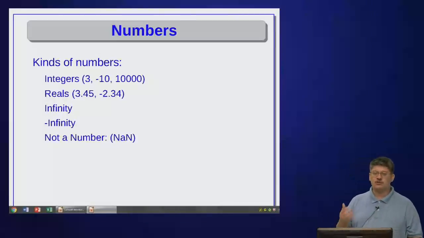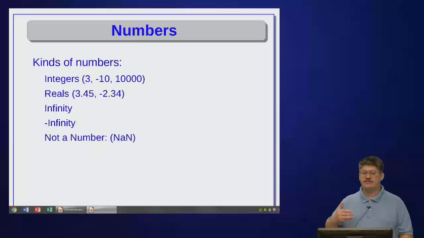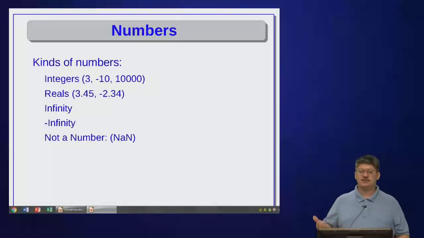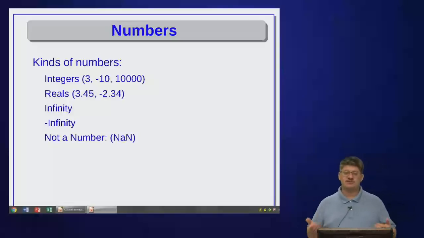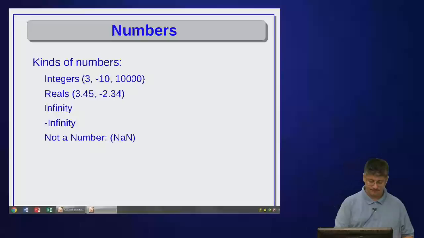There's also a value called not a number. This is what you get if you, for instance, divide by 0. It doesn't know what to do when you try to divide by 0, so it sets the result to be NaN, which stands for not a number.